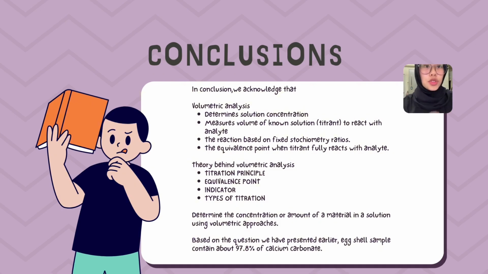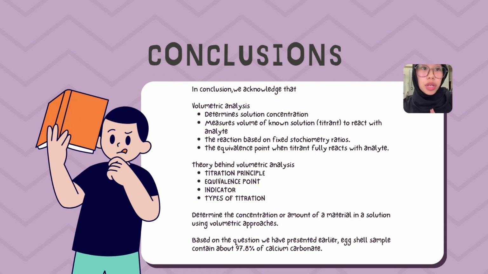So in the conclusions, the first objective is what we learned about volumetric analysis, also known as titration analysis. The purpose is to determine the concentration of solutions. The method is to measure the volume of a known solution, which is the titrant, reacting with the analyte. The reaction is based on fixed stoichiometric ratios, and the equivalence point is when the titrant fully reacts with the analyte.